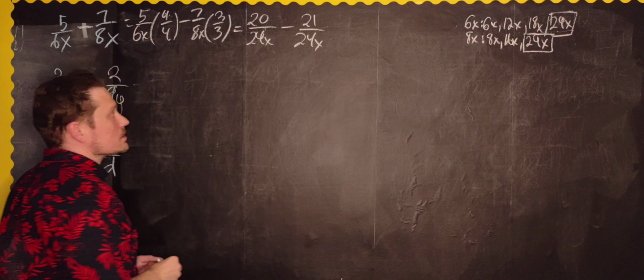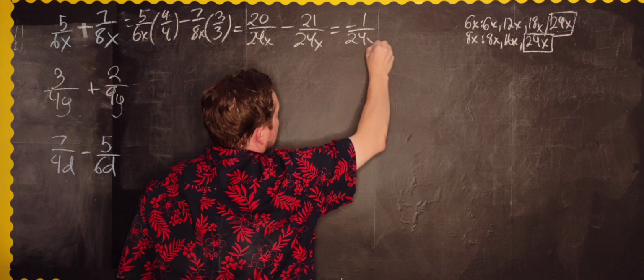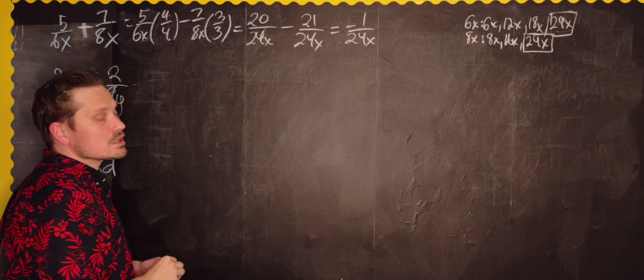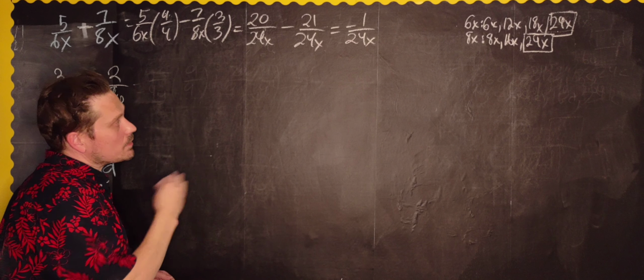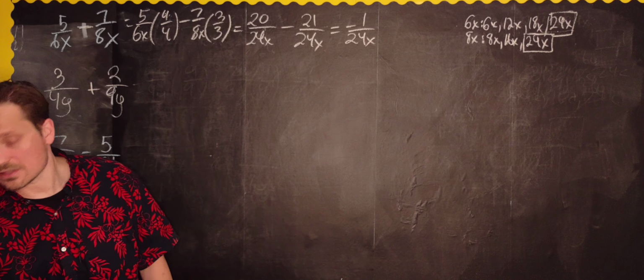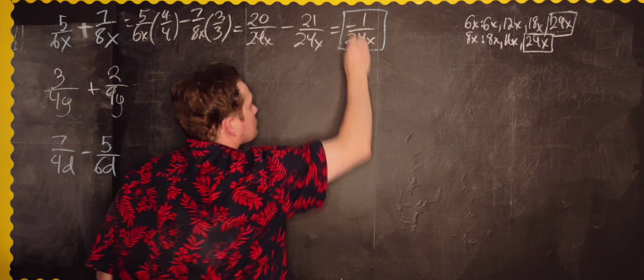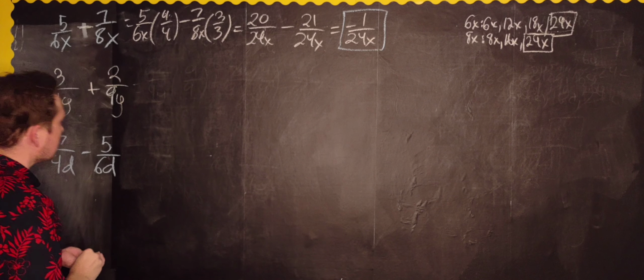And then you work with that. So it's going to give you negative 1 over 24x. 20 minus 21 is negative 1. The denominators are the same, so you copy it only once, and that's it. And then it's pretty much finished. All right, so the answer is in this box. Okay, let's move on to the next one.